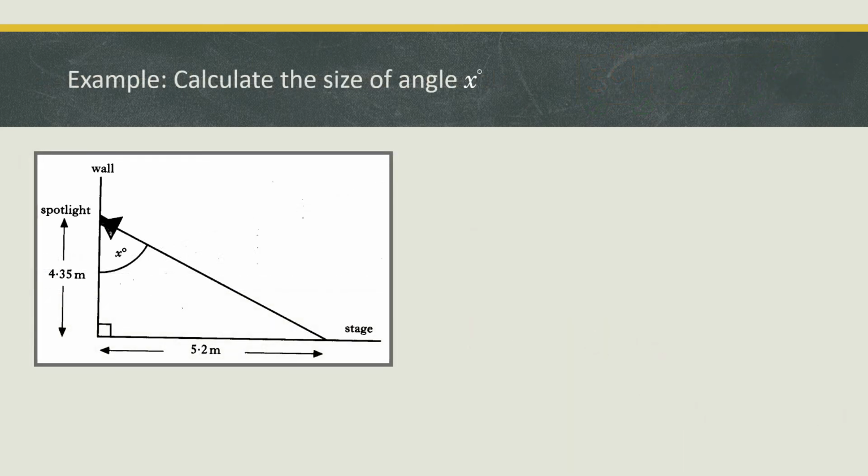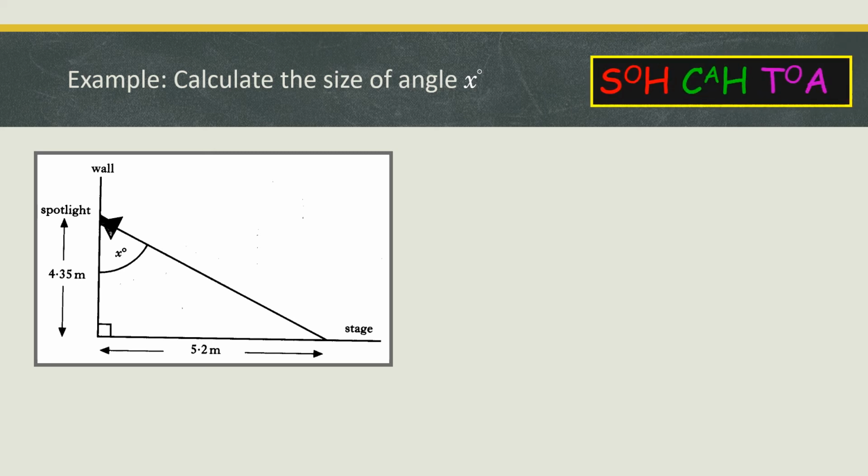So we're going to try working out which ratio to use for calculating the size of this angle x. We can look at the picture and we can see we've got a spotlight shining down onto a stage at an angle from a wall, and it's forming a right angle with the wall and the stage. We've got the length of the floor between the wall and where the spotlight beam falls on the stage, and we've also got the height of the spotlight up the wall from the stage.